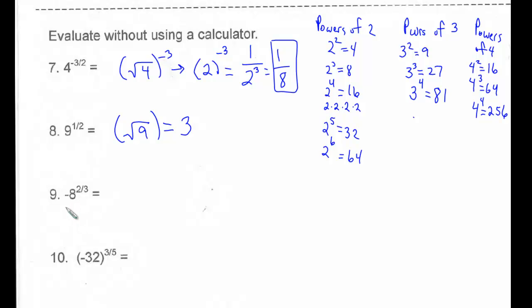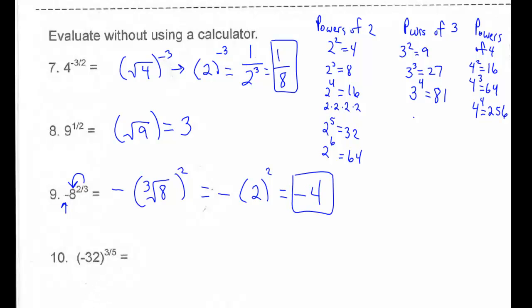Now on number 9, do not get confused. This negative does not belong to this exponent. The exponent only belongs to the number directly in front. So my answer is going to have a negative inside it. So this is the cube root of 8 squared. The cube root of 8 is 2. And remember, this is still squared. So the answer is -4.